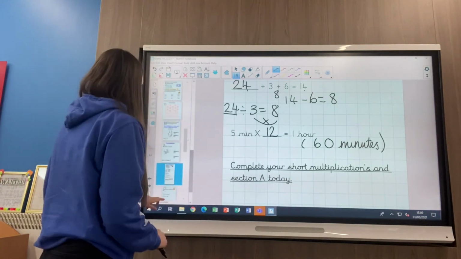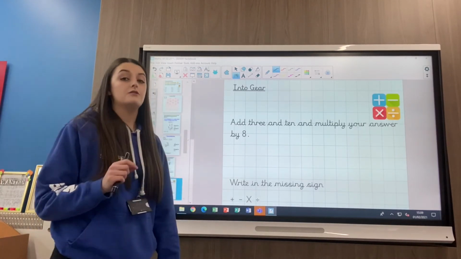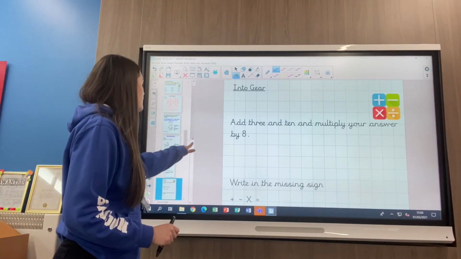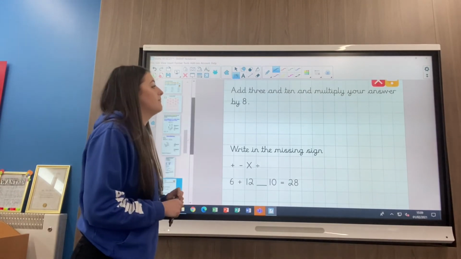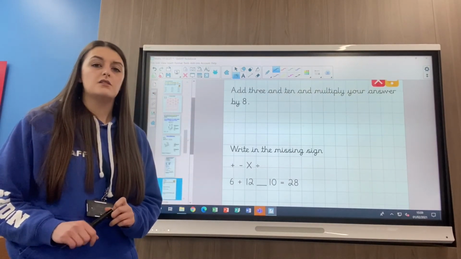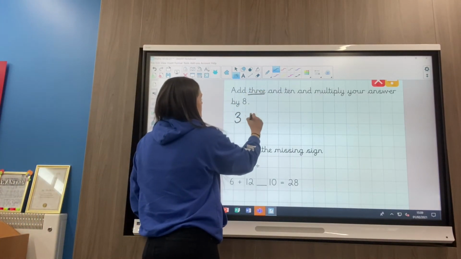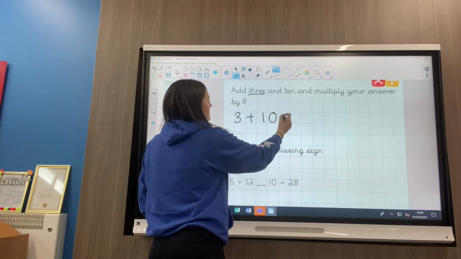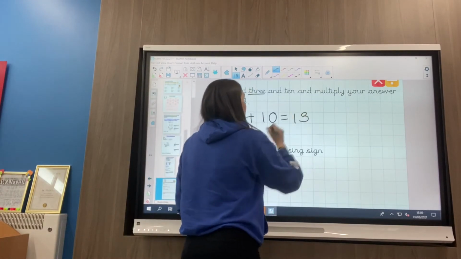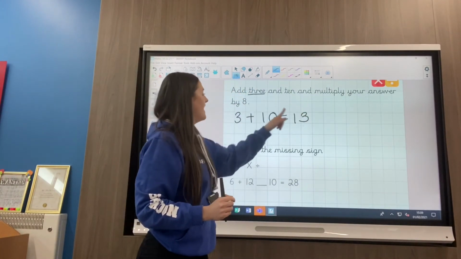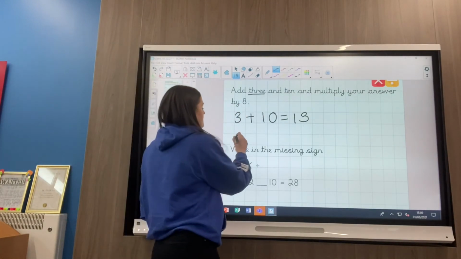Okay, so hopefully by now you've completed your section A. So moving on to your Integer section where we've got some word problems today. Add 3 and 10 and multiply your answer by 8. So I'm just going to write this out. Add 3 and 10. So it's told me what operation I'm doing, very simple. Add 3 and 10. So that's the first step. 3 add 10, 13. I can use my place value. And multiply your answer by 8. Ooh, now 13 times 8.